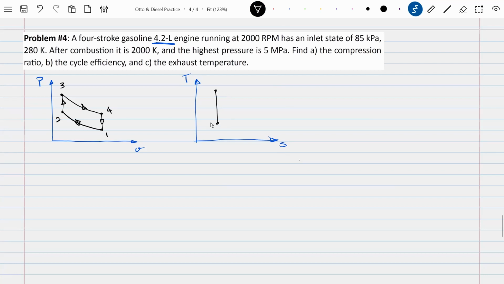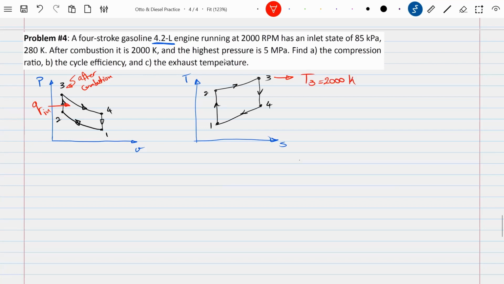So an isentropic 1 to 2, constant volume 2 to 3, isentropic 3 to 4, and constant volume 4 to 1. So after combustion, remember, combustion happens from 2 to 3. This is where Q in happens. So after combustion refers to point 3. This is the state after combustion. And the problem says that this temperature is 2000. So T3 is 2000 Kelvin.